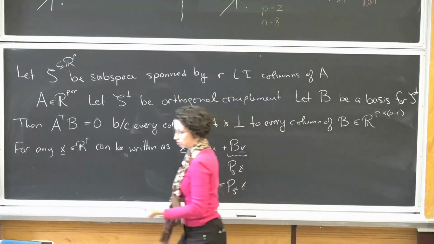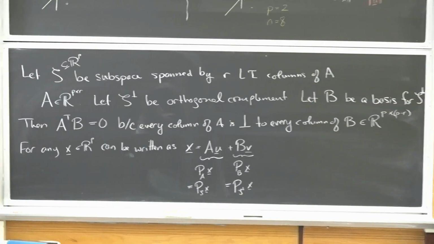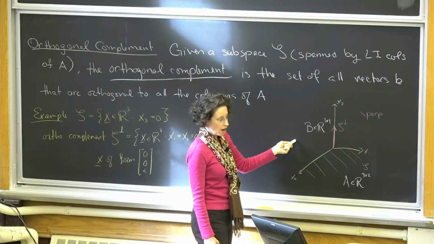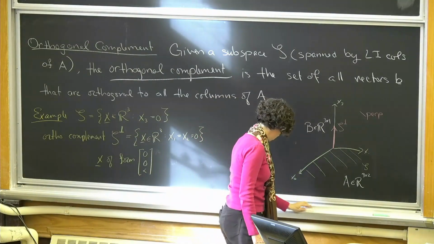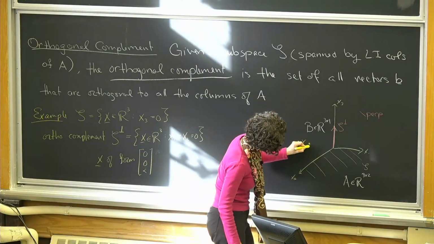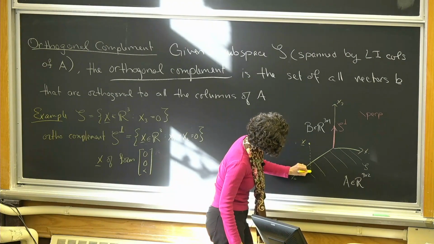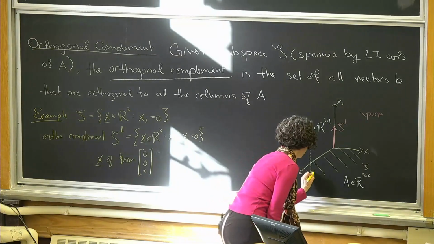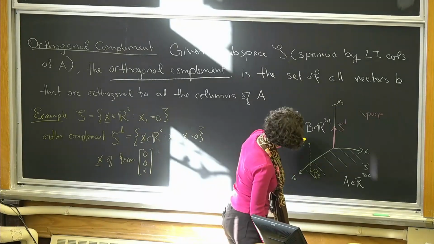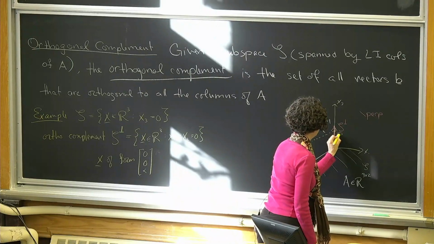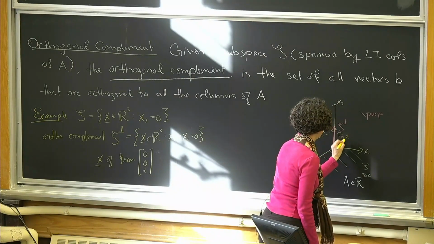And if we go back to our example over here, then this is saying for any point X in 3D, if I've got an X here, I can write it as the sum of the part that's in my original subspace. So this here would be P A of X plus the part that's in the orthogonal complement. So this part here would be P B of X.